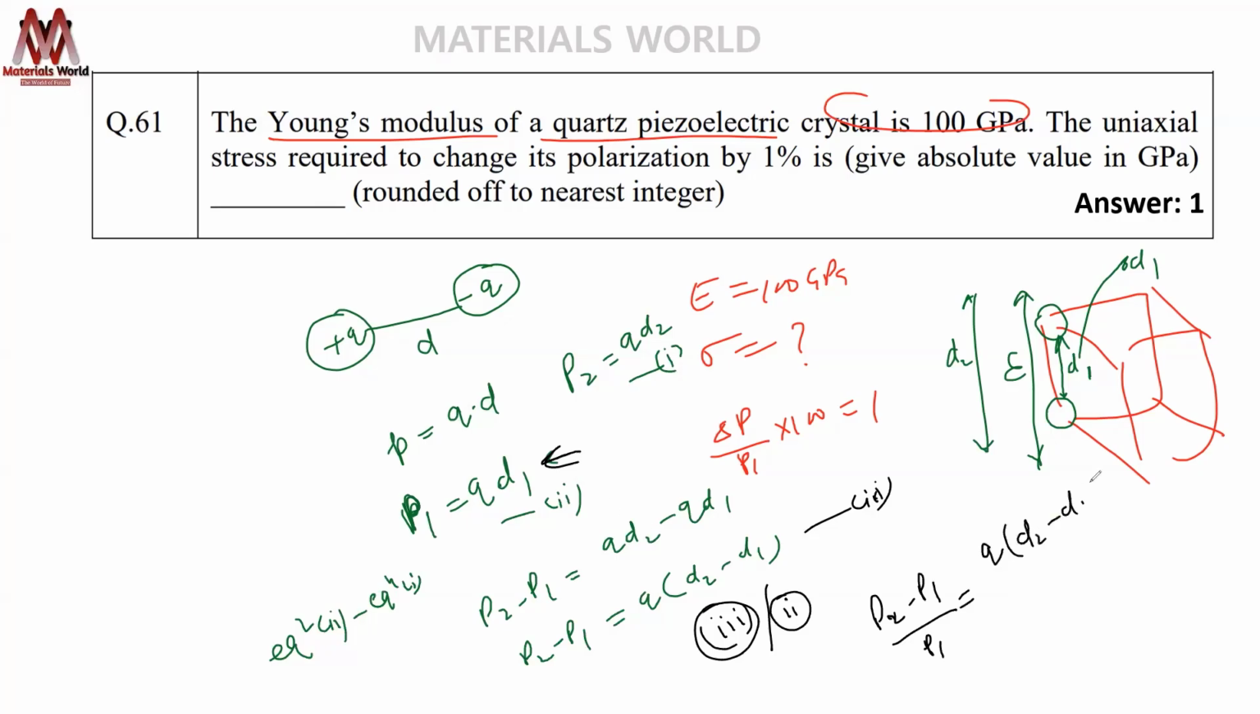So Q into D2 minus D1 by Q into D1. See, Q is cancelled. And what is D2 minus D1? It is change in length by original. It is nothing but strain. And delta P by P1 is strain.